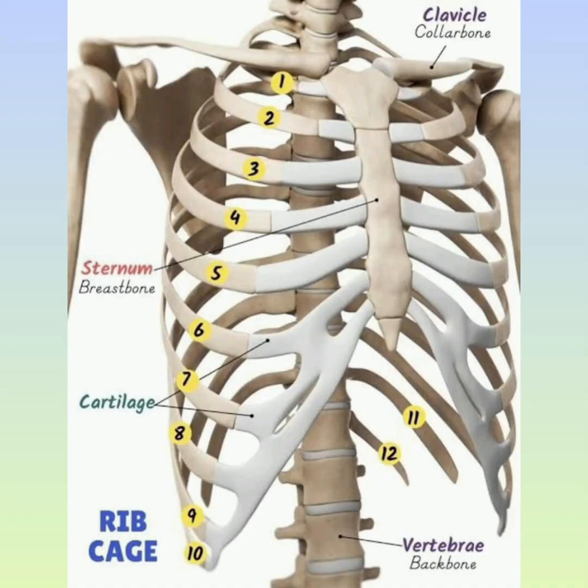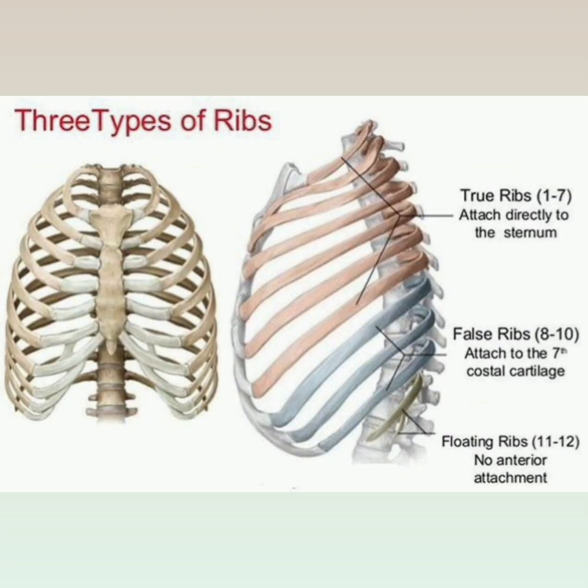There are 12 pairs of ribs. We have 3 types of ribs. One is vertebro-sternal ribs. These are the true ribs, and these are the first 7 pairs of ribs. Second one is vertebro-chondral ribs. These are false ribs, and they are the 8th, 9th, and 10th pairs. Third one is vertebral ribs, also known as floating ribs. Floating ribs are the 11th and 12th pairs.